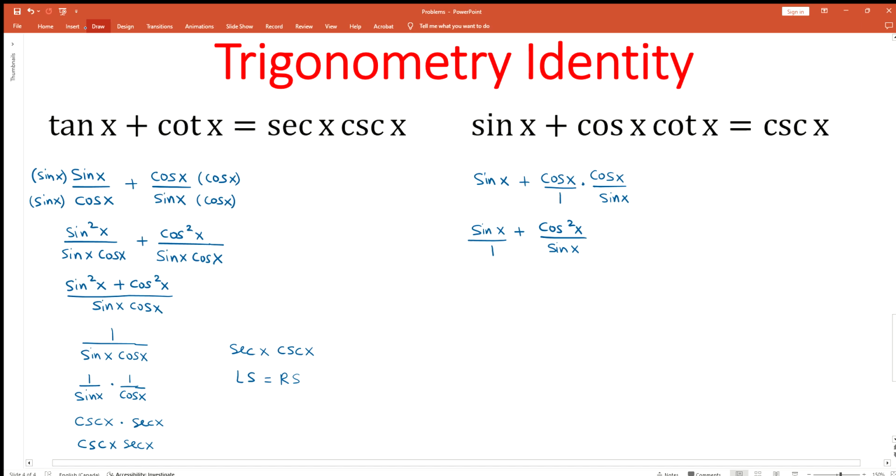So we should multiply sin x over 1 by sin x in the numerator and denominator. I get sin square x over sin x plus cos square x over sin x. Now these fractions have the same denominator. We can combine them into a single fraction.